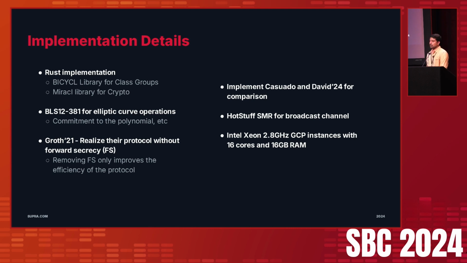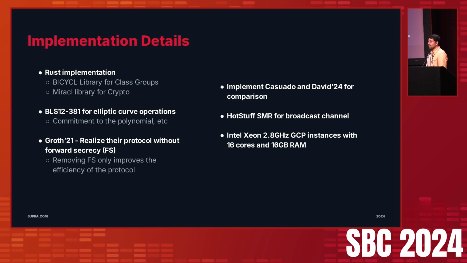So we implemented this protocol in Rust using the Bisquill library and Miracl library for the cryptographic operations. I'll talk about a few details there. And then we use the BLS12-381 curve for the polynomial commitments, etc. And then we actually realized the Groth21 protocol. The Groth21 protocol actually comes with what is called forward secrecy with a binary tree encryption. So we had to remove the binary tree encryption so that the comparison is fair. Of course, once you remove the binary tree encryption, it makes the protocol faster, and now we can compare it fairly. So the Castagnos-Laguillaumie work, we also implemented their work in Rust for comparison, and then we use the HotStuff SMR for the broadcast channel.